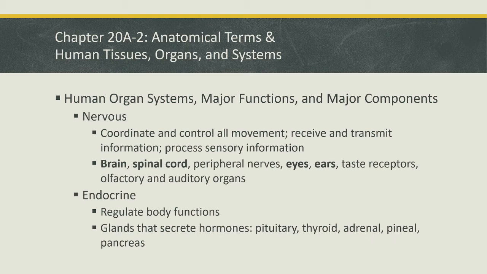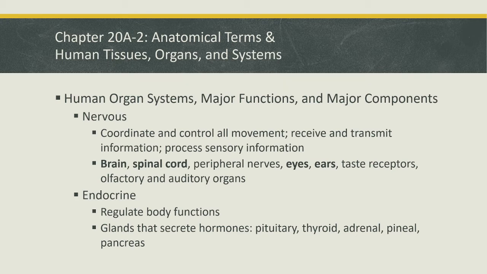Next, the nervous system. Coordinate and control all movement, receive and transmit information, process sensory information. Key components: your brain, your spinal cord, different peripheral nerves, your eyes, your ears, your taste receptors, your olfactory and auditory organs. Olfactory relates to smell, auditory relates to hearing, optic relates to seeing.